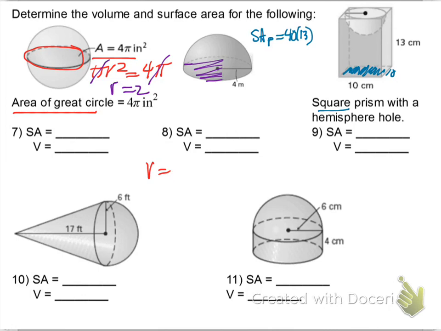So 40 times 13 plus 2 times the area of the base. The area of the base would be 100 because it's 10 times 10. So that would be plus 200. So if I add those up, that's 720. Okay, now I need to get the surface area of that hemisphere.